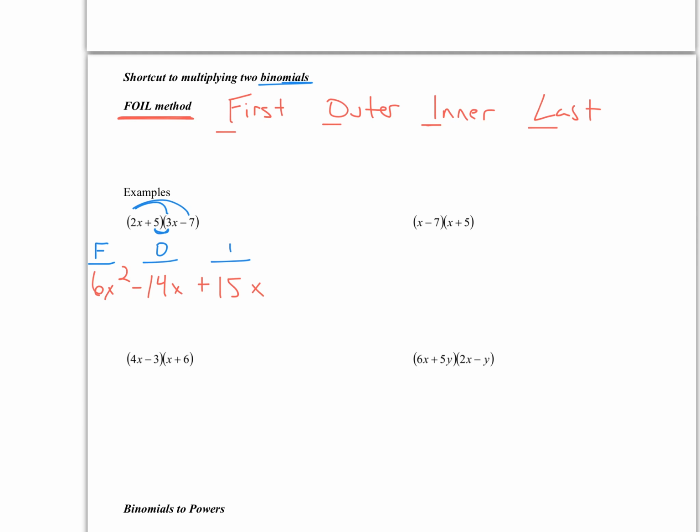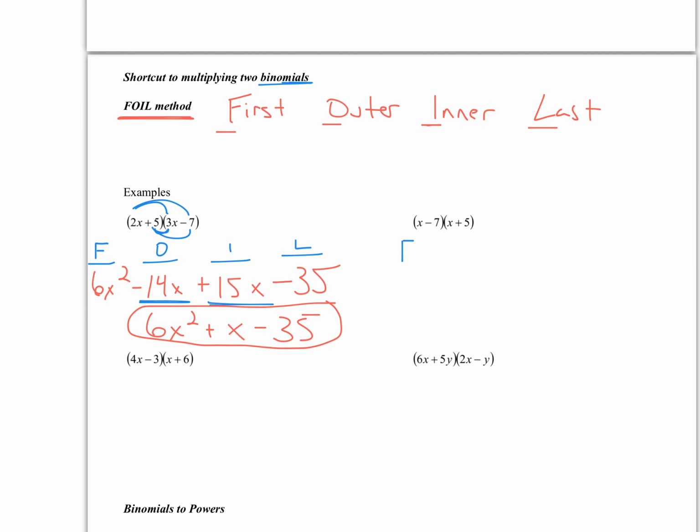And then the last terms would be L for last. So minus 35. A lot of times you'll get common or like terms you can combine. So I have those two like terms, 6x squared, that gives me plus x minus 35. So that's just a good way to keep things organized when it's a binomial times a binomial. And we can do it again on this example.